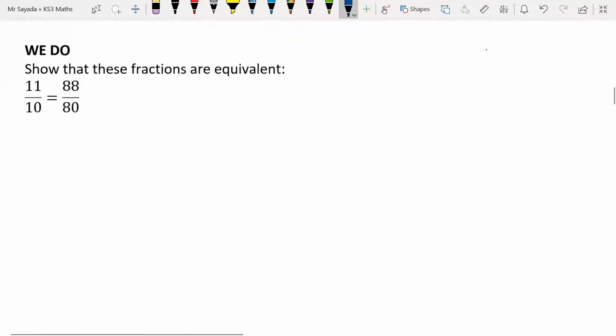Let's do this one together. Pause the video, have a go at showing that these 2 fractions are equivalent. Press play once you've done that. You should have now had a go at showing that these 2 fractions are equivalent.